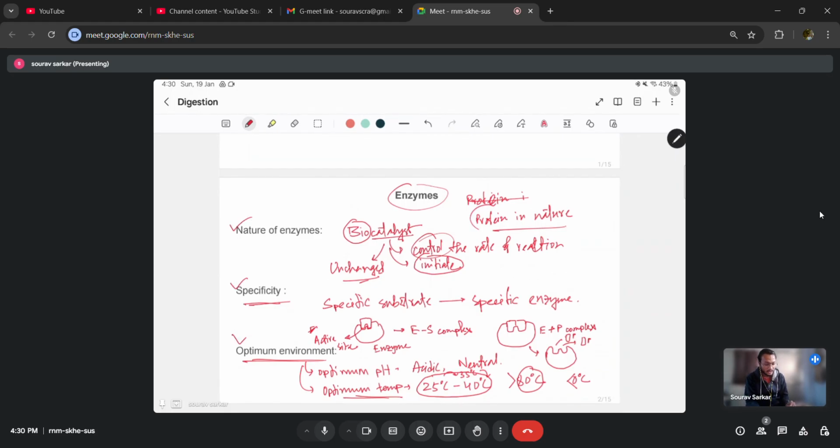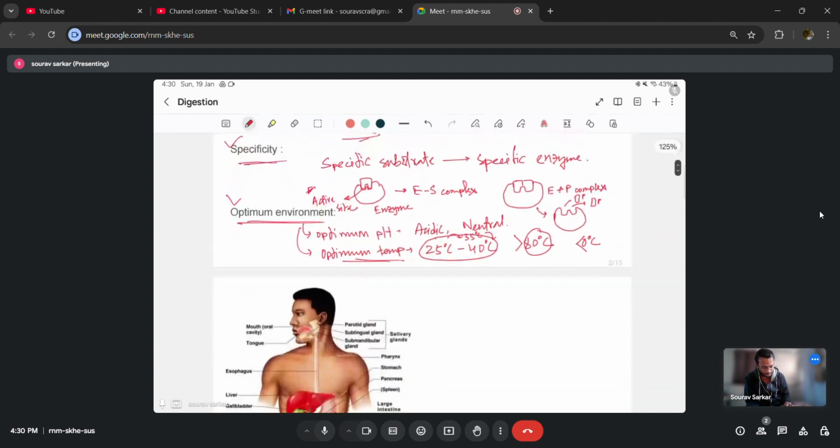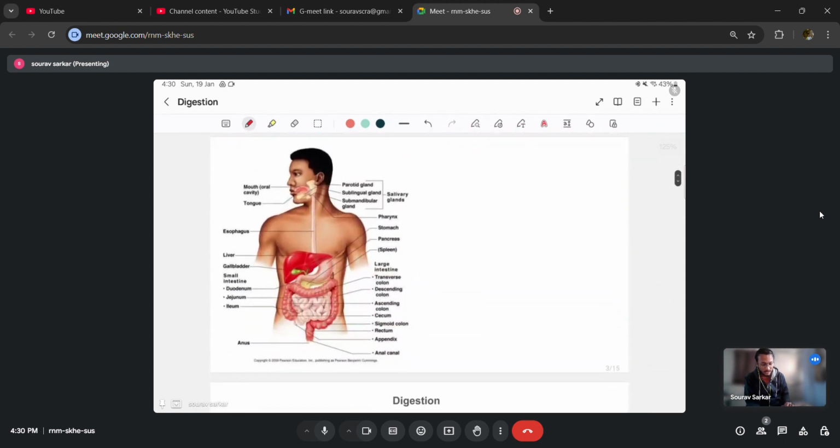Enzymes are protein in nature, and we know proteins are made up of amino acids, right? So we can say enzymes are made up of amino acids, and are made, indirectly or directly, by the function of ribosome, because ribosome helps in protein synthesis. Now the next portion, that is the digestive system.